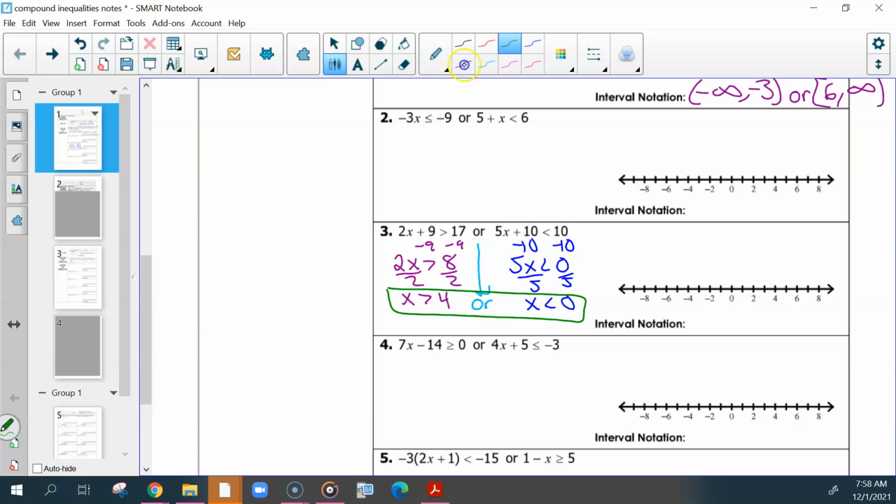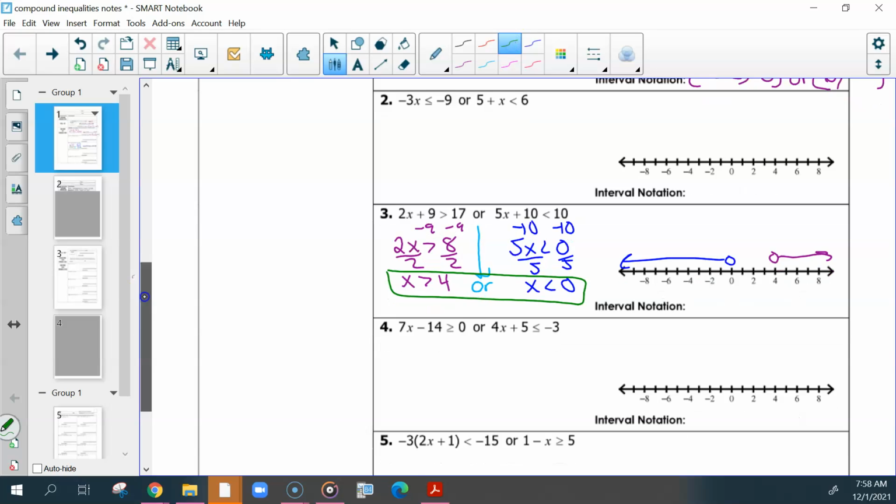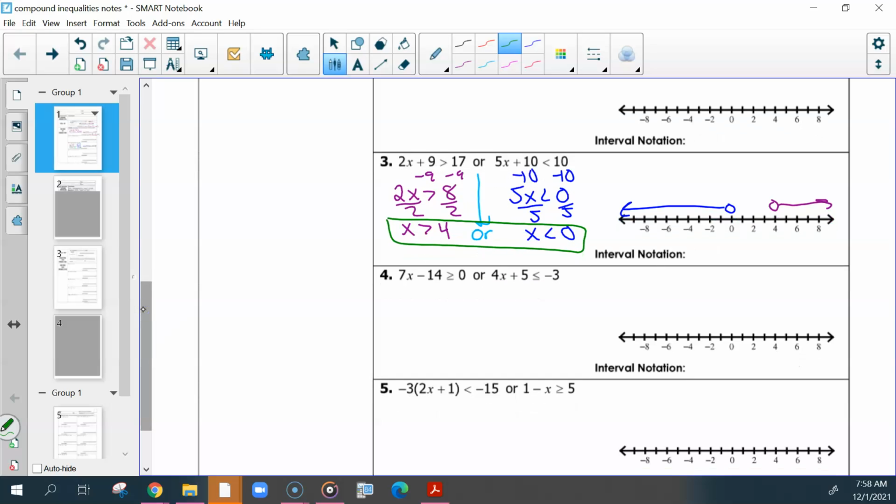And I could graph both. X is greater than 4 would be an open circle going to the right. X is less than 0 would be an open circle going to the left. So this is a good example of the left inequality doesn't always go to the left. And then my interval notation for that one would be -infinity to 0, both with parentheses, or 4 to infinity, both with parentheses.